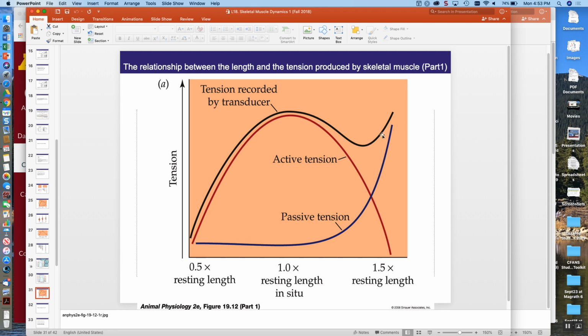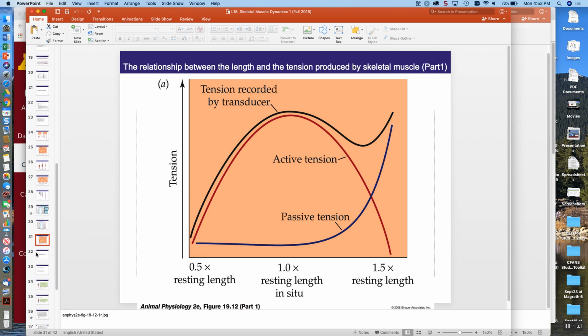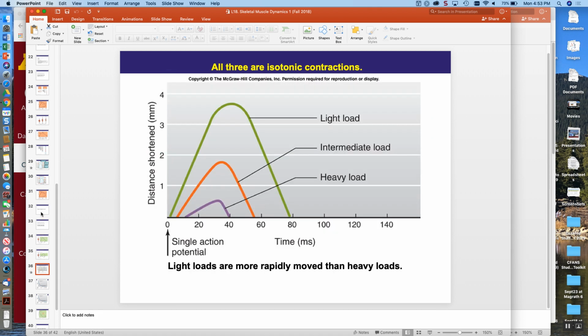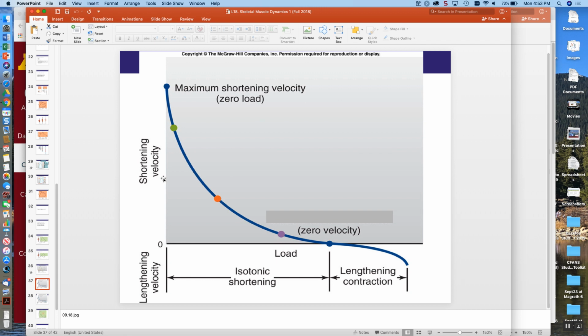So this is the phenomenon that you usually see in the laboratory when you're characterizing a typical skeletal muscle, when you hang it on the apparatus and you stimulate it. All right. Finally, the last one here is the load-velocity relationship. The issue is always the most confusing part for students, and that's why I want to go through this fairly slowly: how do you generate this graph? This is the load-velocity graph.